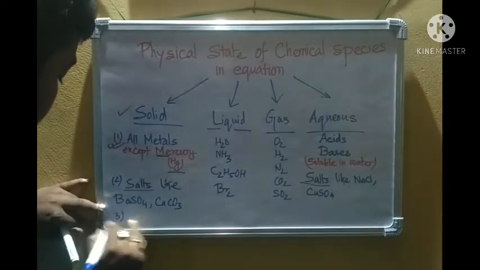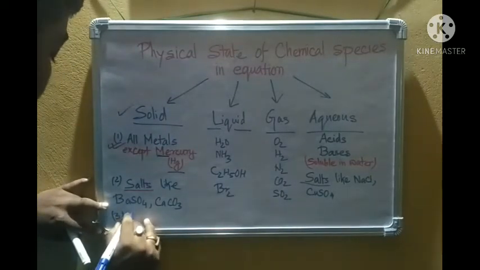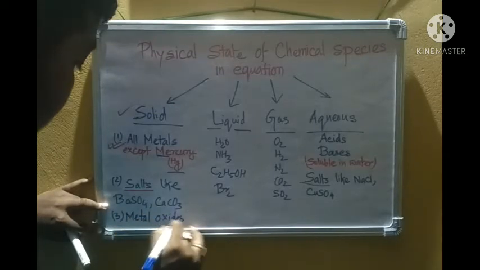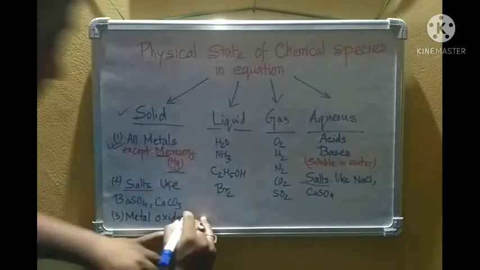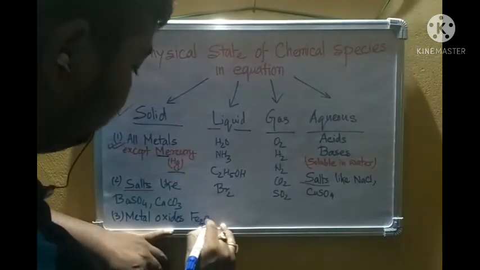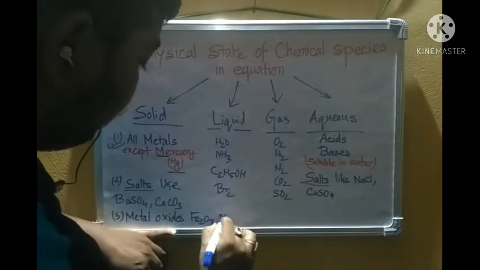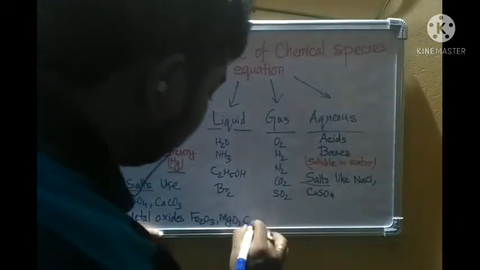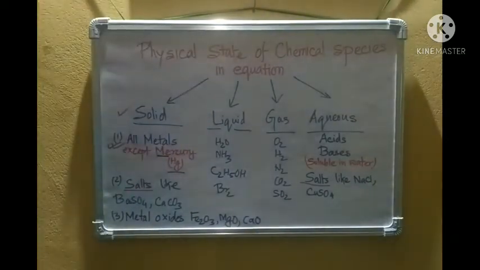The third one is metal oxides, like iron oxide, magnesium oxide, and one of the famous oxides, calcium oxide. All these exist in solid form. All metal oxides exist in their solid form.